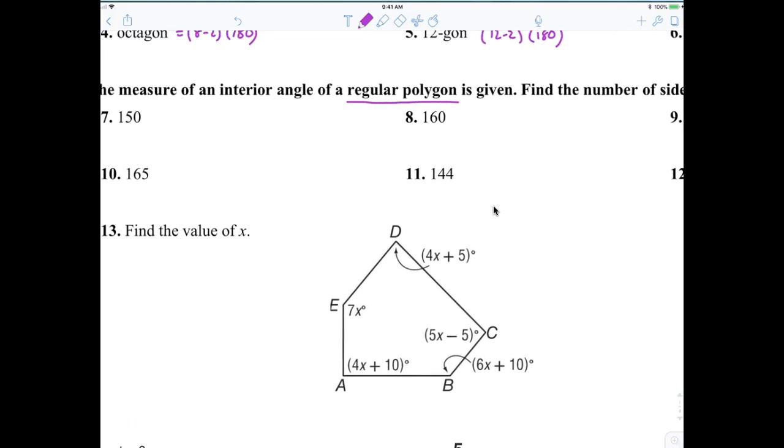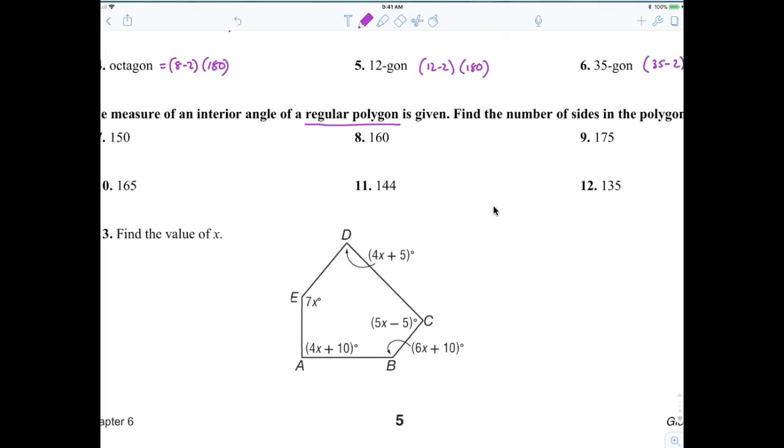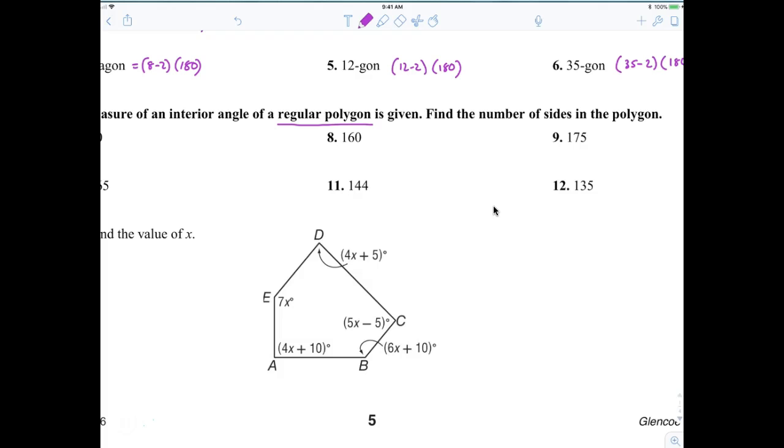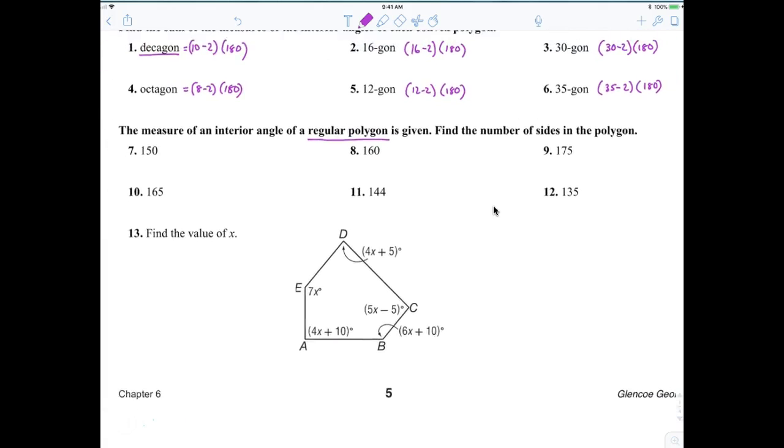So I have now what's referred to as a regular polygon. If you have a regular polygon, that just means that all of the sides are the same and all of the angles are the same. So it's real easy to calculate an angle measure given the fact that they're all equal. In this case, it says the measure of an interior angle of a regular polygon is given. Find the number of sides.